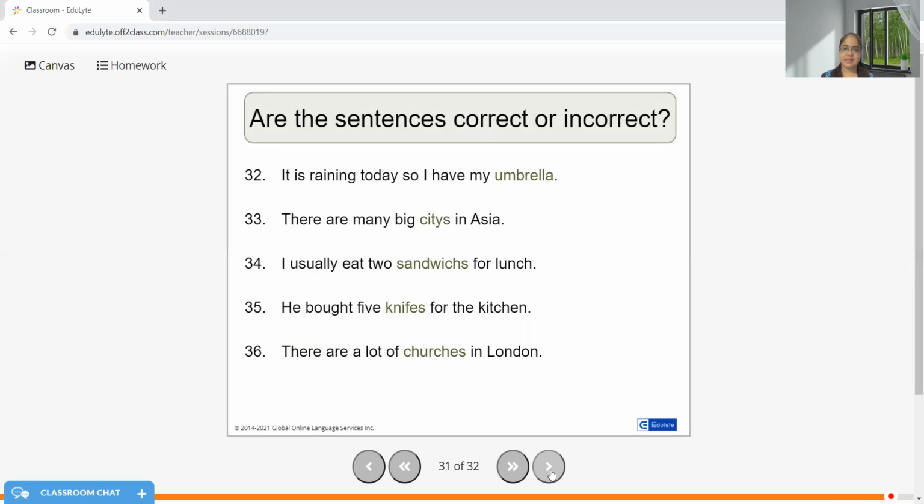Let's check whether these sentences are correct or incorrect. So if they are incorrect, we'll change them. It is raining today, so I have my umbrella. Okay, this is fine. There are many big cities in Asia. Spelling is wrong. Cities. Next, sandwiches. The spelling is wrong. Sandwiches. Knives, again the spelling Knives. Church, there are a lot of churches in London. This is fine.